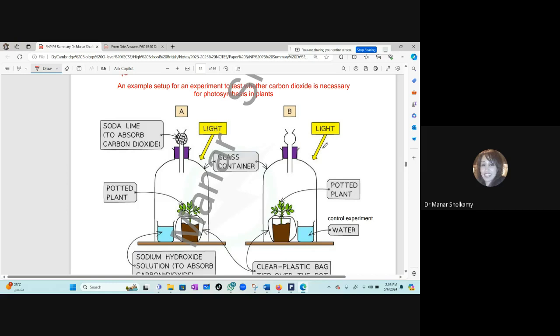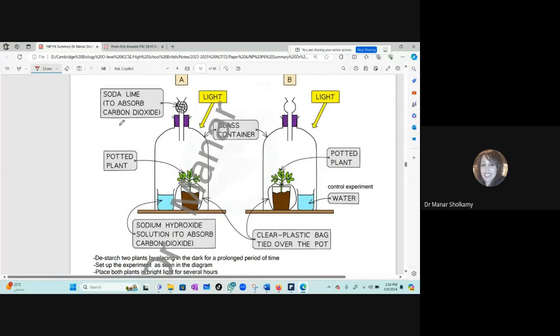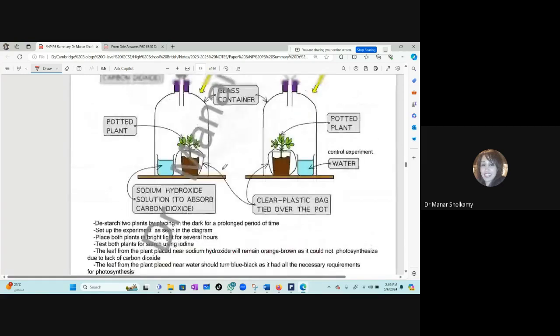Okay, so I hope now you understand. If I will test for the presence of starch at the end of the investigation, I de-starch. If I will test for photosynthesis by measuring the volume of oxygen produced, I don't need to de-starch. And this is also another investigation. Again, we remove carbon dioxide, we add carbon dioxide. I play around with the independent variables, and in the end, steps are the same.